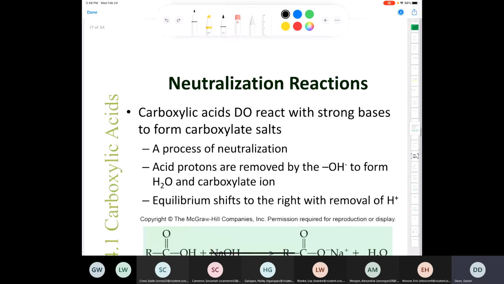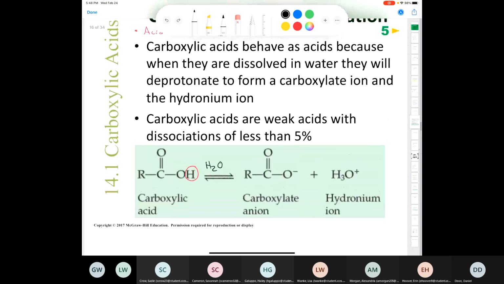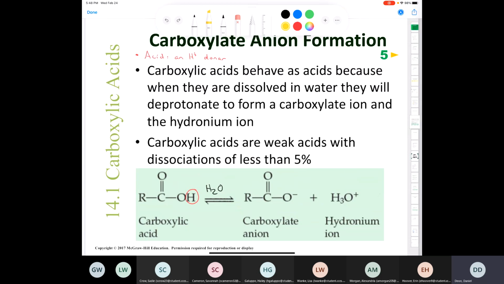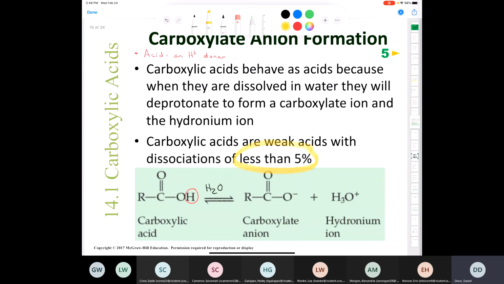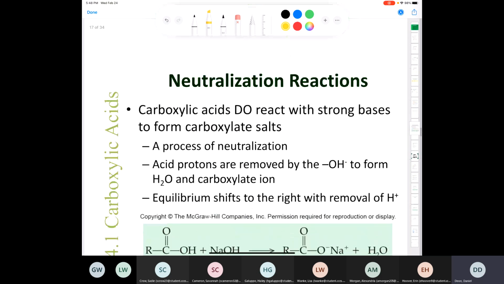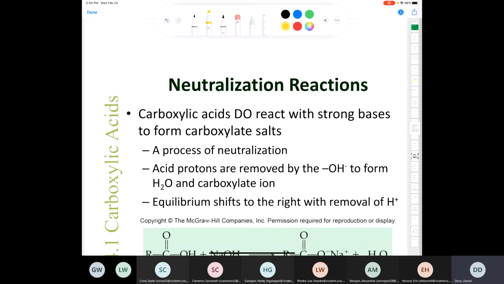they don't dissociate all that much. They actually dissociate less than 5%. Okay, so they're not strong. Right, a strong acid would be something like sulfuric acid or hydrochloric acid. Those dissociate 100%, but weak acids dissociate much less. All right, neutralization reactions. If you go back to your general chemistry days and you think about a reaction like this.